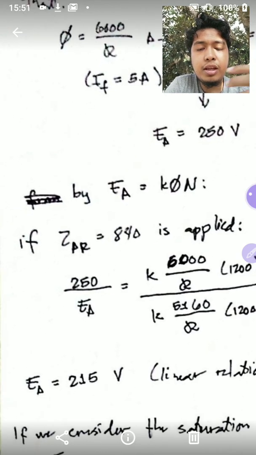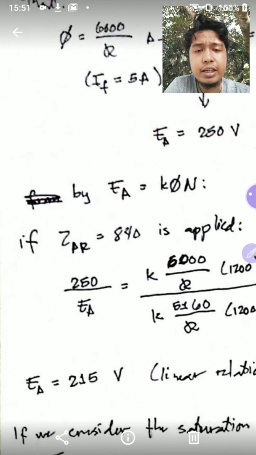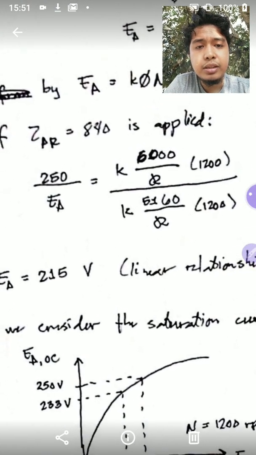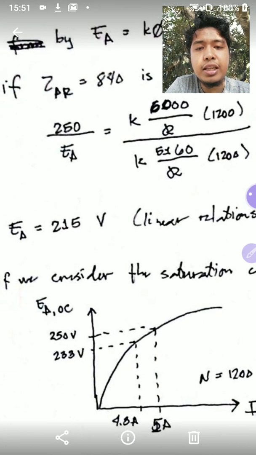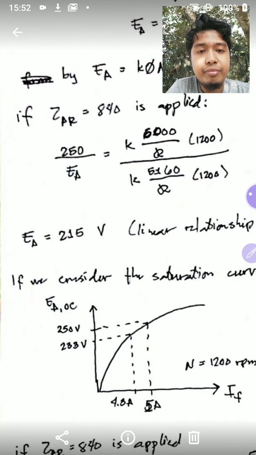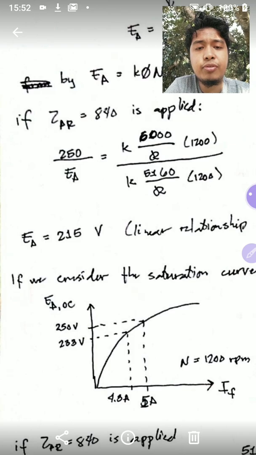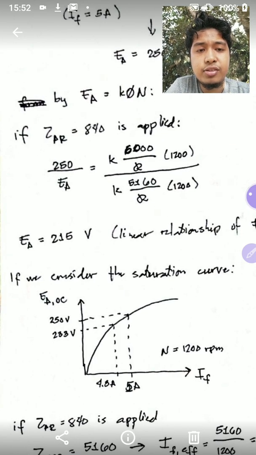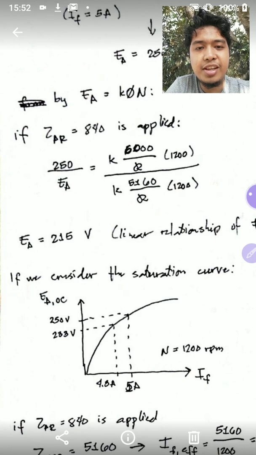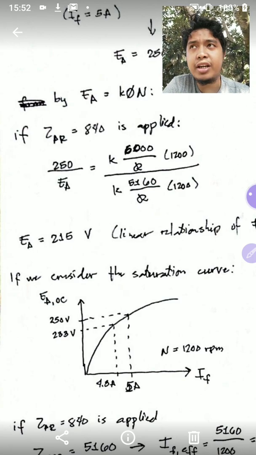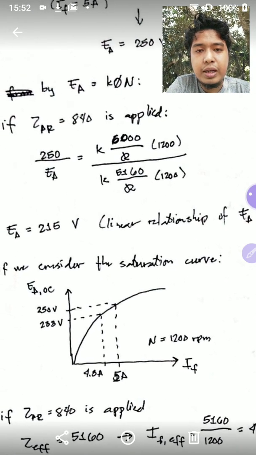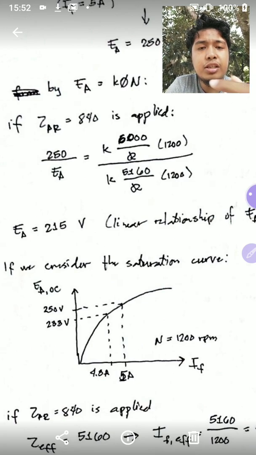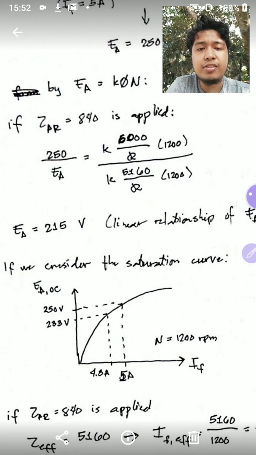If we apply an armature reaction of 840 ampere turns, then for the same speed of 1,200, instead of getting 250, we'll only be getting 215. That's the linear relationship of the voltage and the flux, assuming that we are running at the same speed: a linear relationship of induced voltage and magnetic flux.